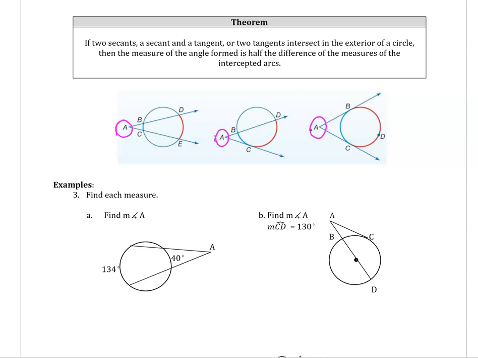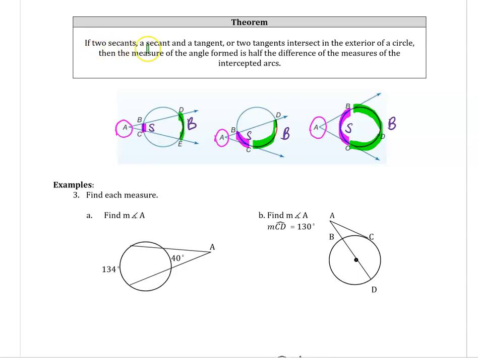In each case, it's going to be the big arc minus the small arc divided by 2. Okay, so I'm actually going to go through and label each of these. This would be the big arc, that would be the small arc. Big arc, small arc, big arc, small arc. Okay, and that's what it's defining up here in our theorem box.